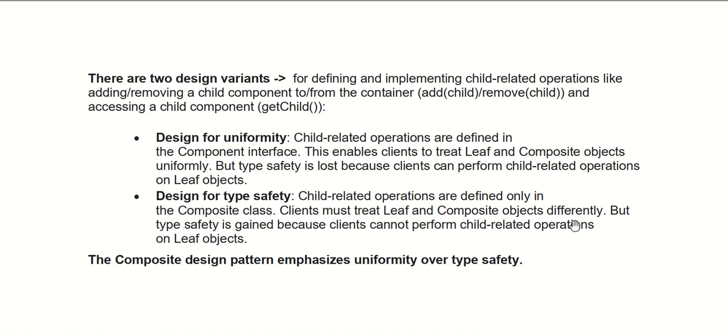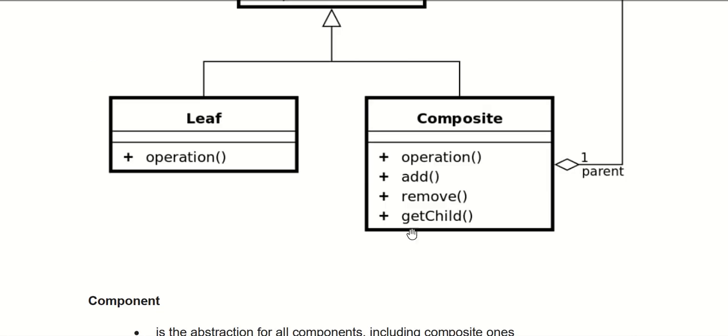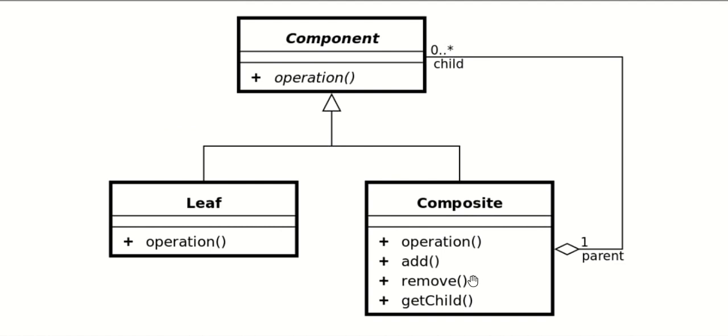And design for type safety: child related operations are defined only in the composite class. Clients must treat leaf and composite objects differently, but type safety is gained because clients cannot perform child related operations on leaf nodes. So in case of design for safety, it will look like this UML diagram. All child related operations add, remove, and get child are defined at the composite level, not at the leaf level or at the uniform interface level.